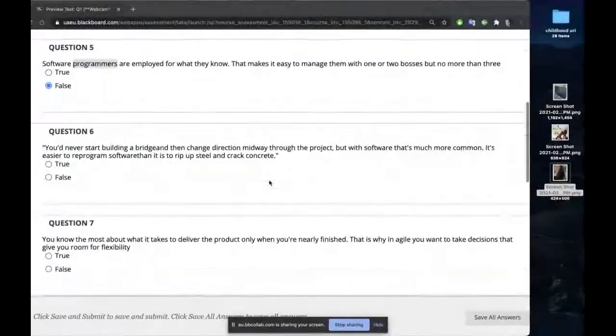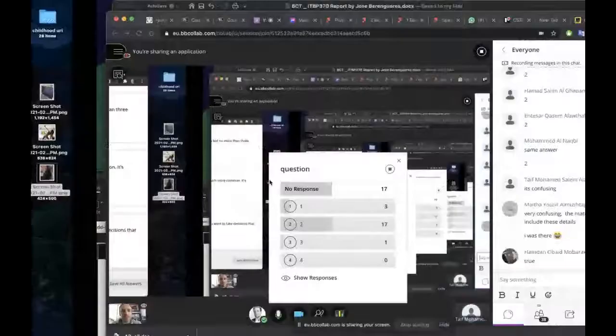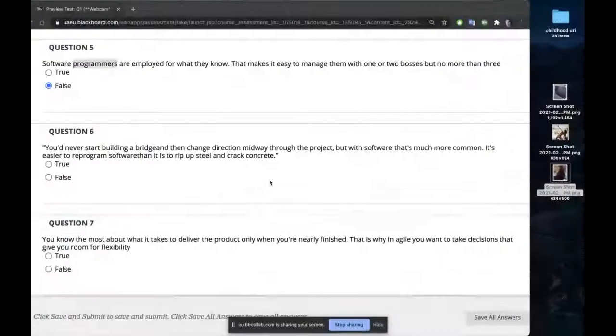False, very good. Question 6: you never start building a bridge and then change direction midway through the project, but with software that's much more common. Is it easier to reprogram software than it is to rip up steel and crack concrete? This is the metaphor that we use to explain waterfall. Yes, so that's why when we build bridges, we usually use waterfall. We cannot use Agile because we cannot do that.